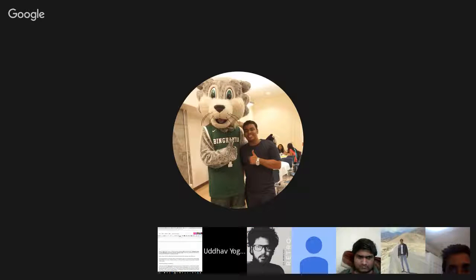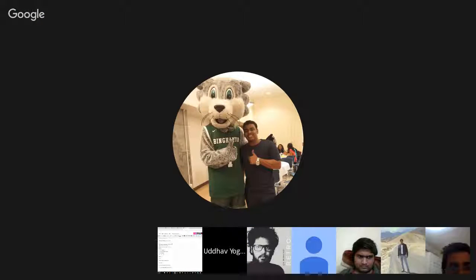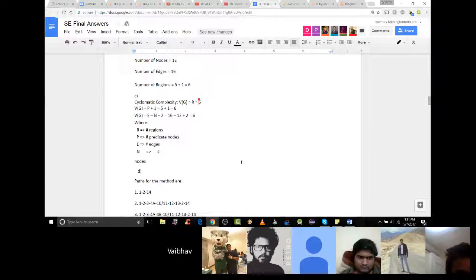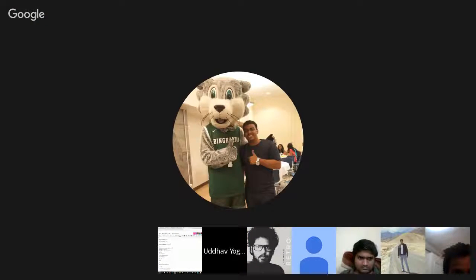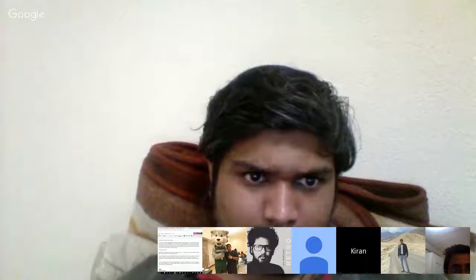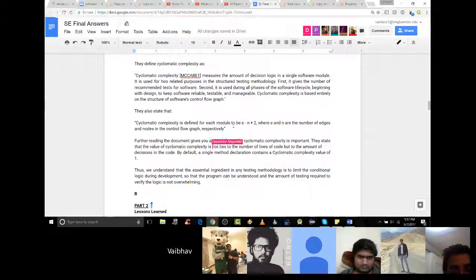Guys, I have fixed that bug. Just check the answers now. Nice. There is a grammatical error in the last paragraph. Further reading the document, second line of that page, they state that the value of cyclomatic complexity is not tied to the number of nodes. So there is a mistake. So you can verify. Second line also.